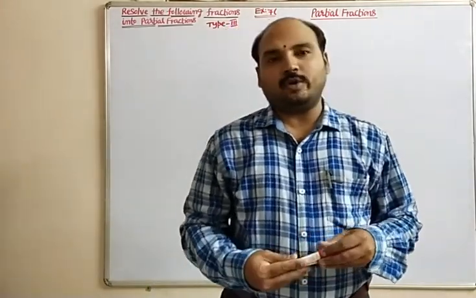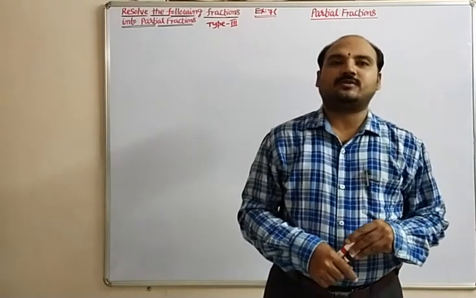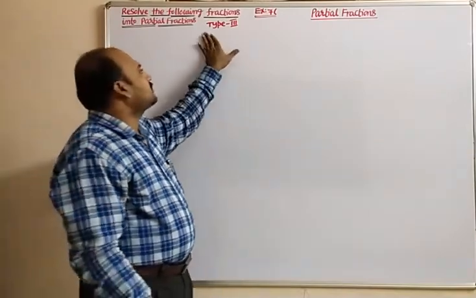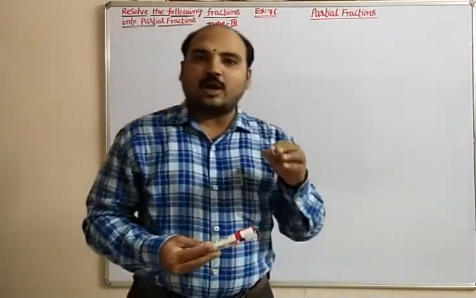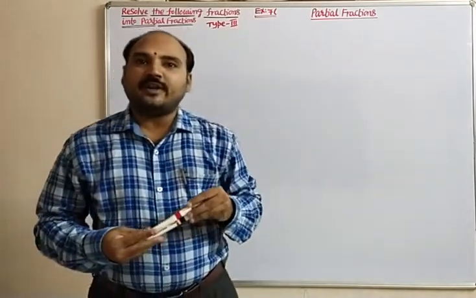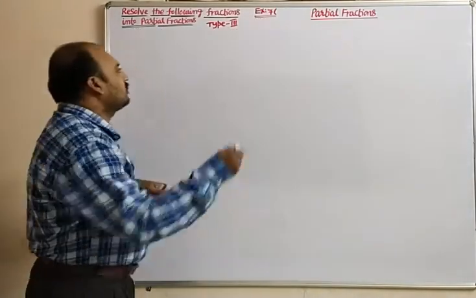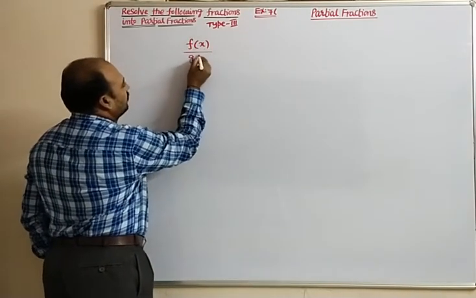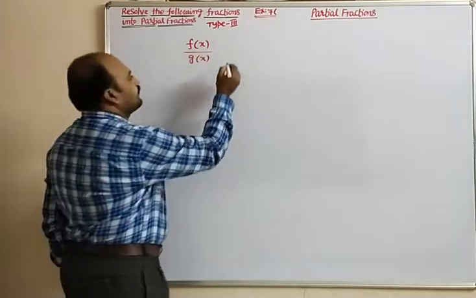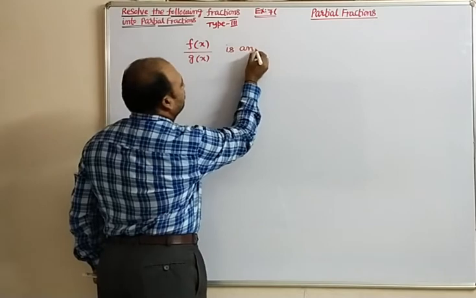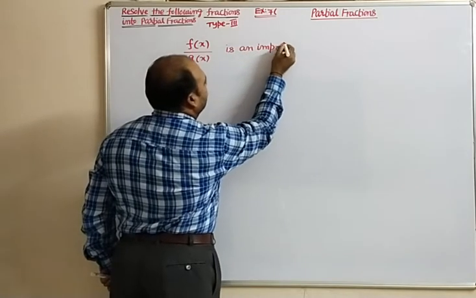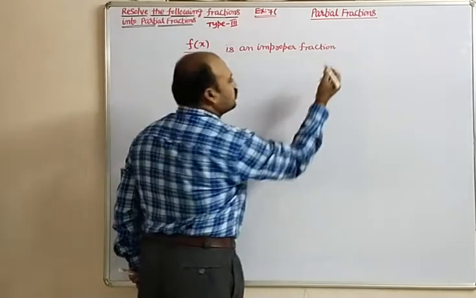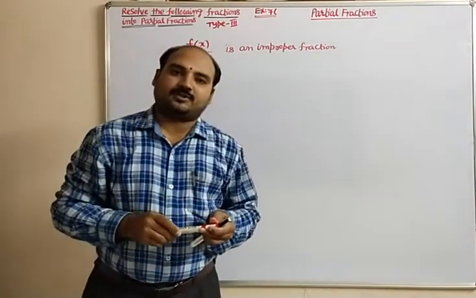In this episode, we are going to discuss the partial fractions concept continued. Till now we discussed type 1 and type 2 problems. Now we are going to discuss type 3 problems. In type 3, the given fraction is an improper fraction, that is, the fraction f of x divided by g of x is an improper fraction. Then how do we resolve it into partial fractions?